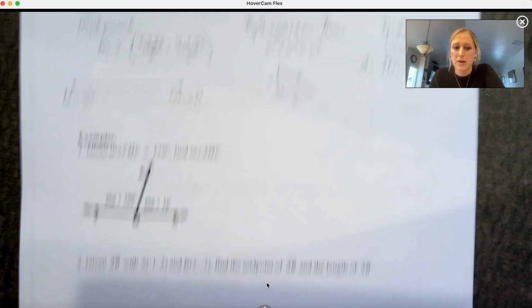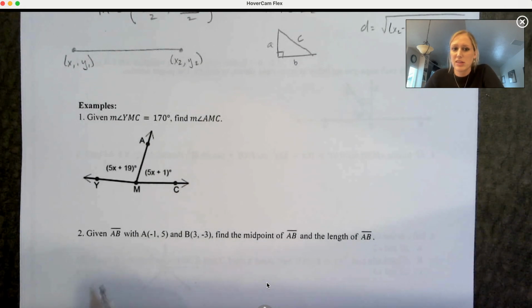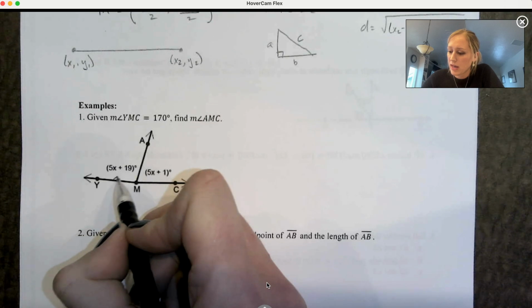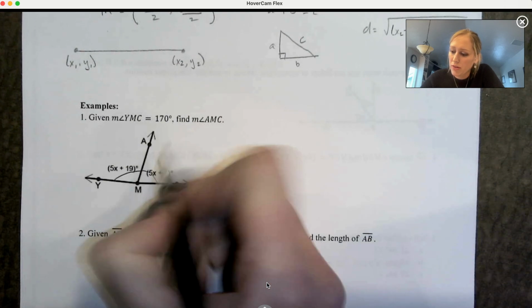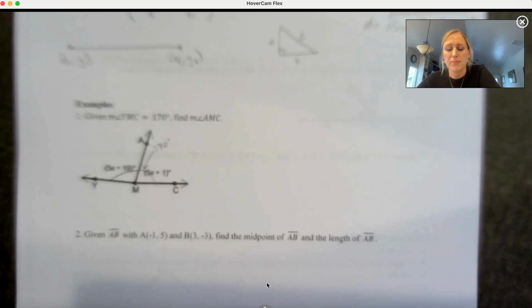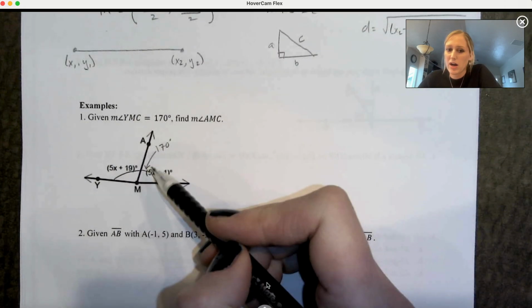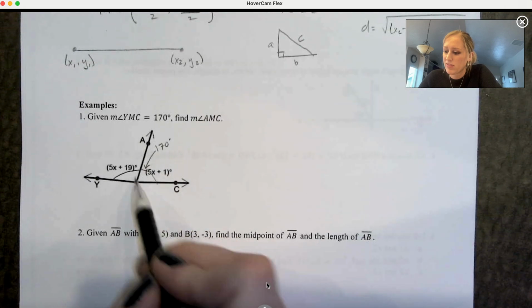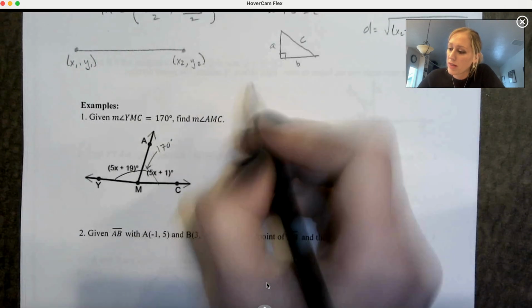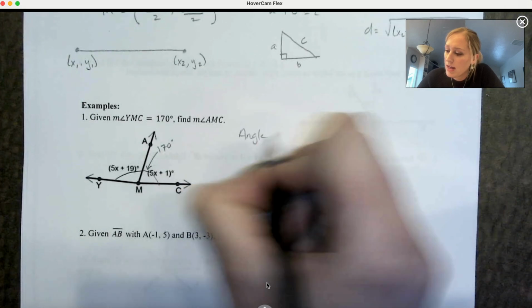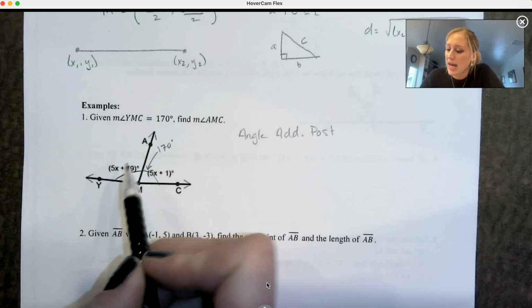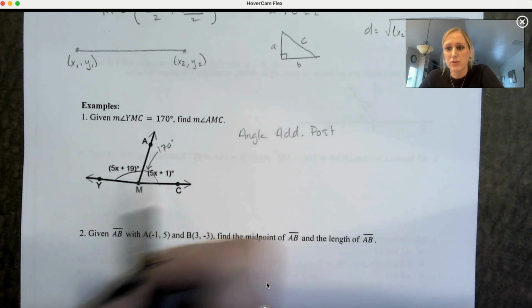So the first one is giving me the measure of angle YMC. So YMC is this big angle right here. They're telling me that whole thing is 170 degrees, okay? They want me to find the measure of AMC. So they want me to find this angle right here. Well, in order to do that, I need to solve for x. So we know that by the angle addition postulate, we can add the two small parts of the angle to equal the whole thing.